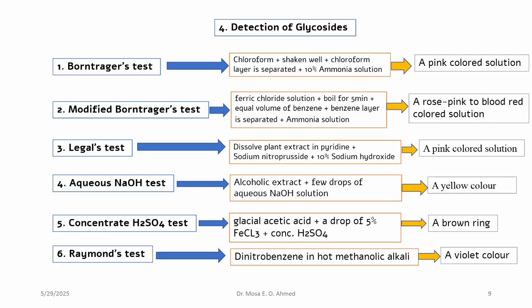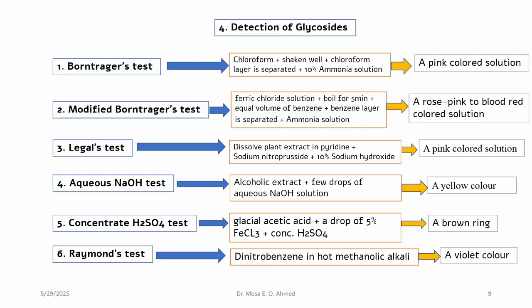The aqueous sodium hydroxide solution is also considered a general test for glycosides. Aqueous sodium hydroxide solution can be added to the alcoholic plant extract. Aqueous potassium hydroxide solution gives a yellow color with glycosides.